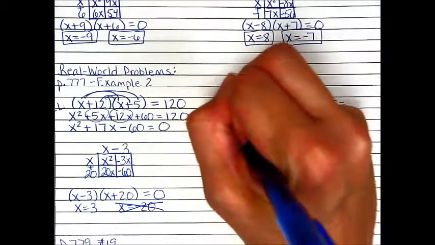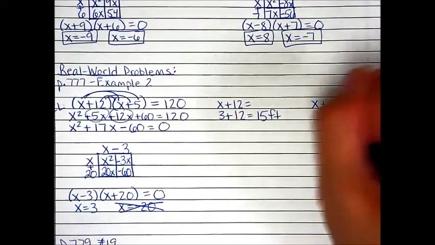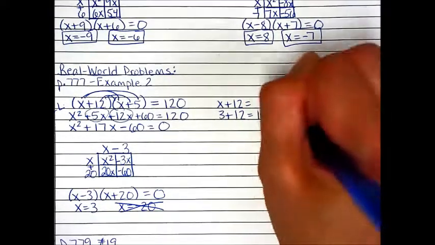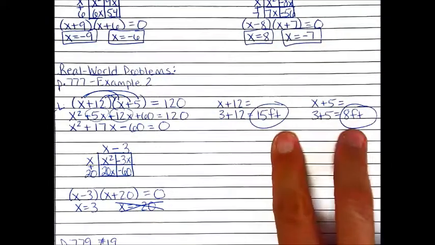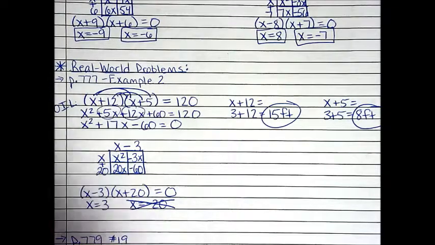So 3 plus 12 means we've got 15 feet, and 3 plus 5 means we have 8 feet. So 15 feet and 8 feet are the length and width of the porch. Those are the dimensions of the porch. Okay? All right, so that's actually it for notes.